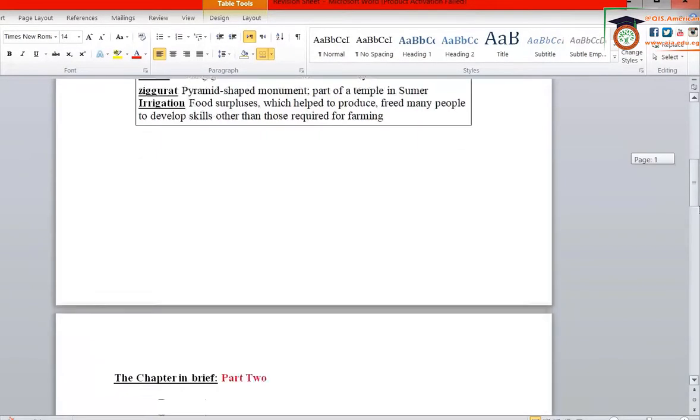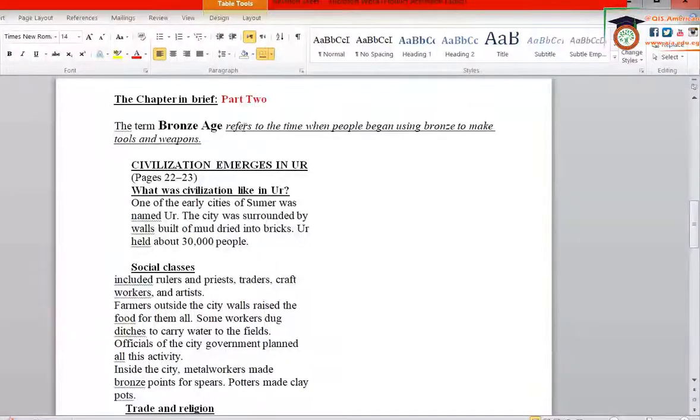Let's start right away. Here, this is the part 2. As I told you before, the Bronze Age. What Bronze Age means? Well, Bronze Age refers to the time when people began using bronze to make tools and weapons. Civilization in UR, in Sumer.